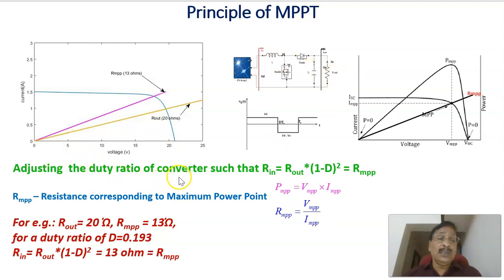Therefore, adjust the duty ratio of the converter in such a way that Rin, the resistance at the input side, equal to R out into (1 minus D) whole square, is equal to RMPP, which is equal to VMPP divided by IMPP.